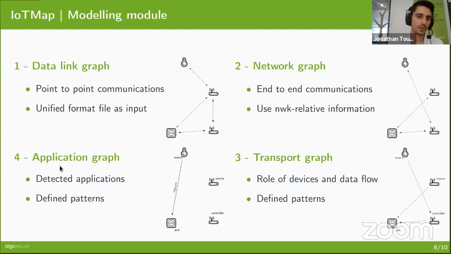Finally, we have the application graph, the last graph of the modeling. This application graph represents an application that IoT Map is able to detect. We define different patterns where one pattern represents one application that IoT Map is able to detect. And on the picture on the right of the text, we can see that finally the lights interact with the outlet, in this case, according to our patterns.